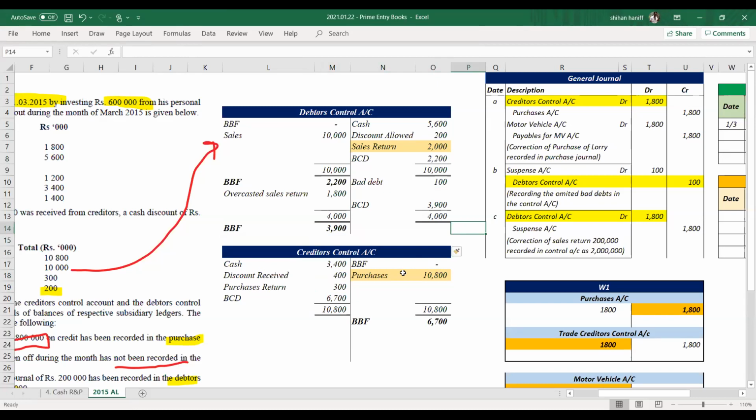So the revised debtors control account balance is 3,900. And there is one transaction that goes to the creditors control account, which is creditors control account debit 1.8 million, which is the motor vehicle. Motor vehicle purchases were credited to the creditors control account. That has to be debited.